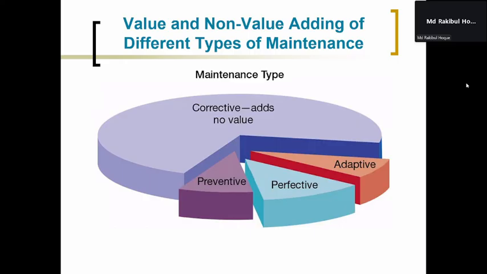Sometimes perfective improves performance. For example, my e-commerce site can handle only 10,000 customers, but now many more customers would like to buy the products, so I increase the capacity of my system. So it is perfective. What would be perfective here? Then which one would be adaptive?